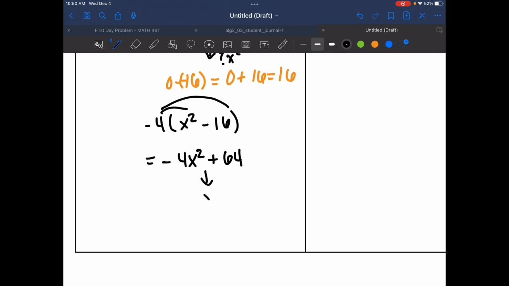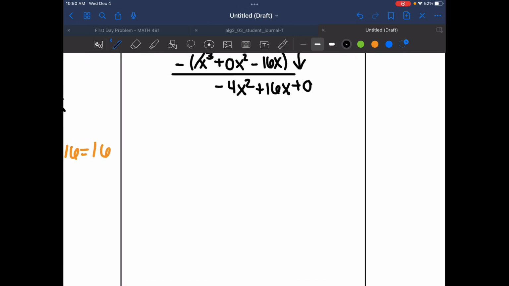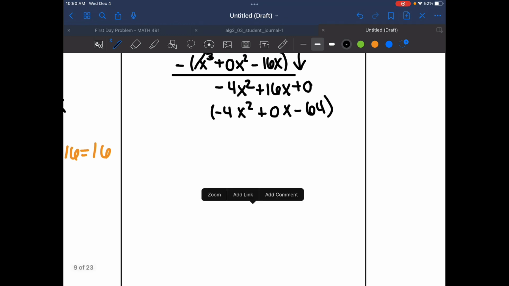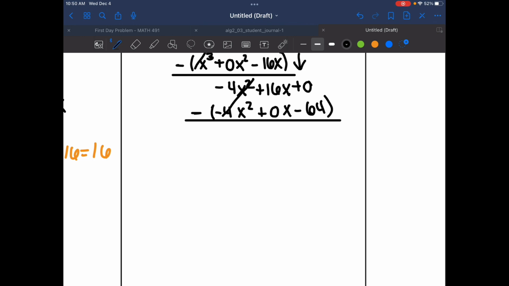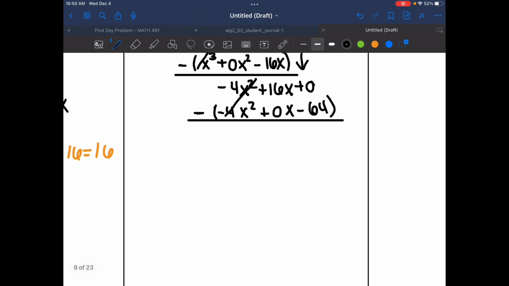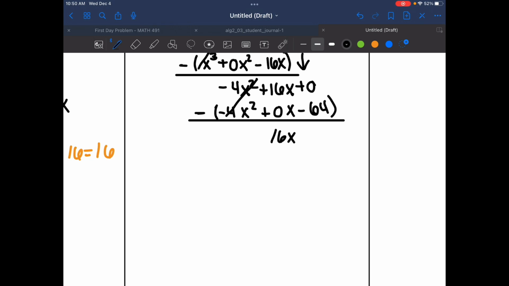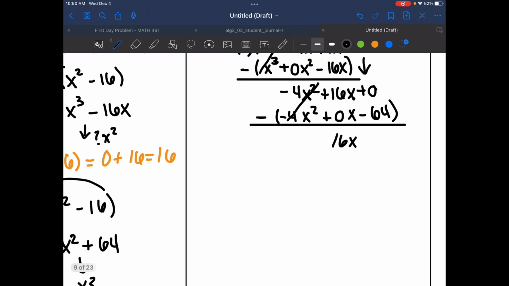Now notice that I am missing an x term. Where's my x term? Well, there is none. It's 0x. So that's what we're going to make sure to put down here. So parentheses, negative 4x squared plus 0x minus 64. Yeah. And then we're going to subtract those two things. Well, that makes life easy. That cancels those two things out. That's 16 minus 0, which is 16x. And 0 minus negative 64, again, that's another situation where we had to distribute the negative, right? That's going to be plus 64.